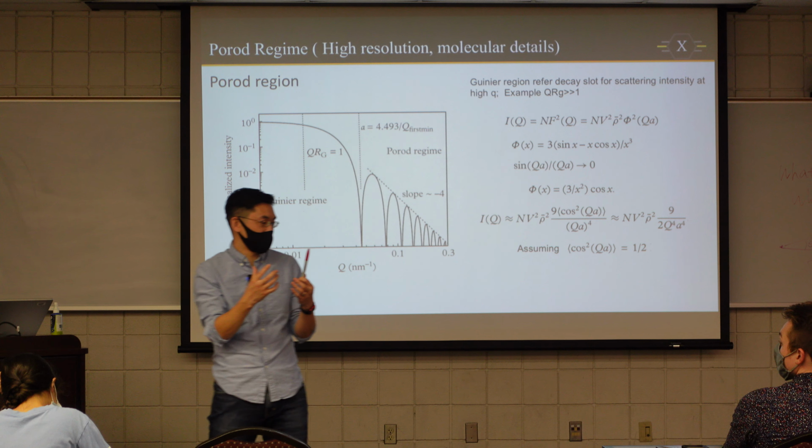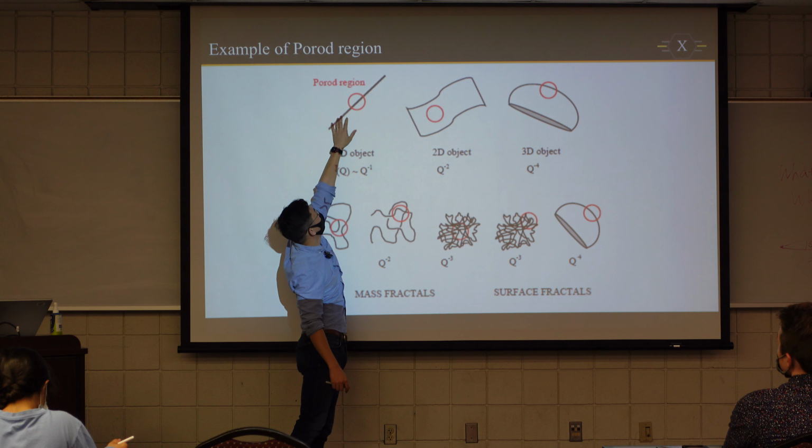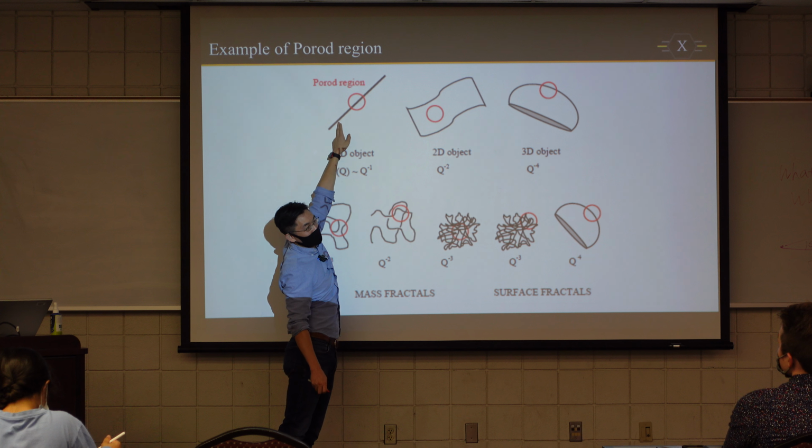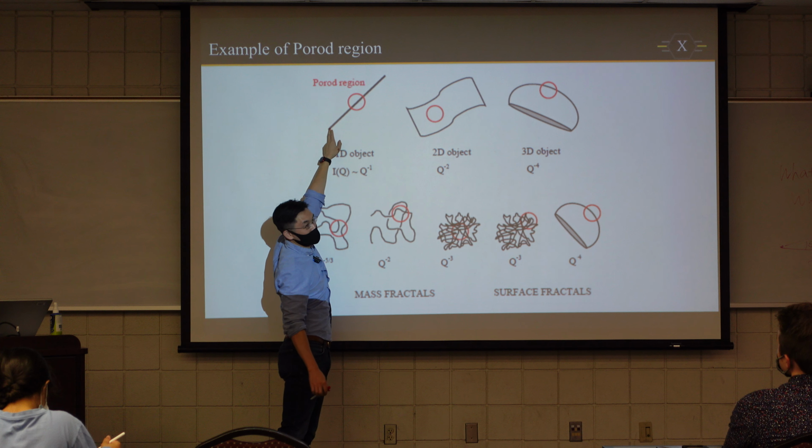So a few examples. Polaroid region for a 1D object. If we increase the red circle, your scattering volume increases linearly, right? If I double the radius, your mass only increases linearly because it's a 1D object. For a 2D object, when we double the size, my mass doubles twice. The three-dimensional object we already showed.